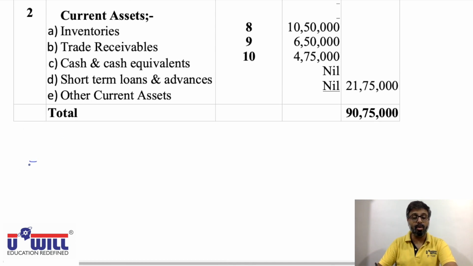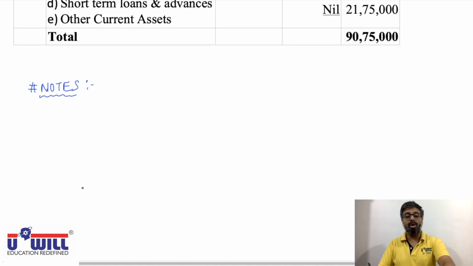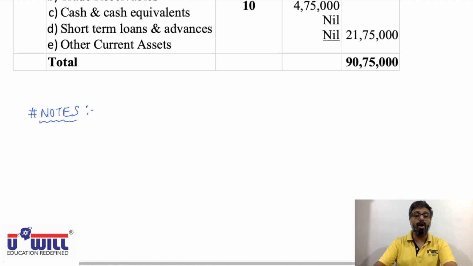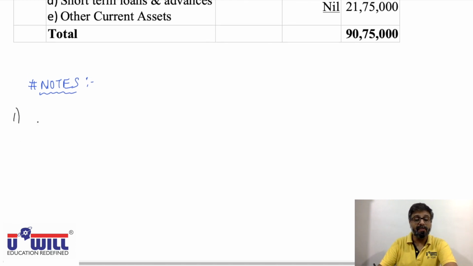First we will make the notes, and then from the notes we will directly copy the things into the balance sheet. So all of you pause the video and make the format of 1 page of balance sheet first, and then you continue this. Pause the video, make the blank format of the balance sheet of 1 page, and then you play the video. First note is of share capital.